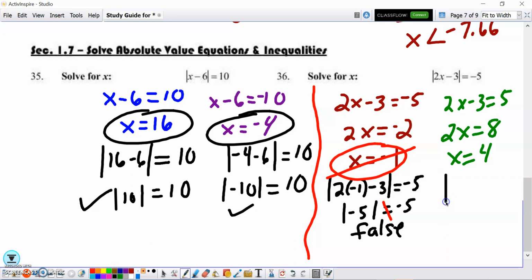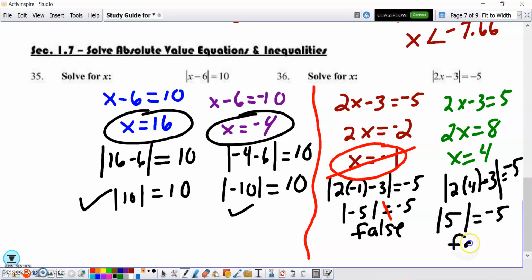The absolute value of 2 times 4 minus 3 equals negative 5. Okay, so let's see. We get the absolute value of 5 equals negative 5. Well, no, that is false. So that doesn't work. So technically, they're both extraneous.